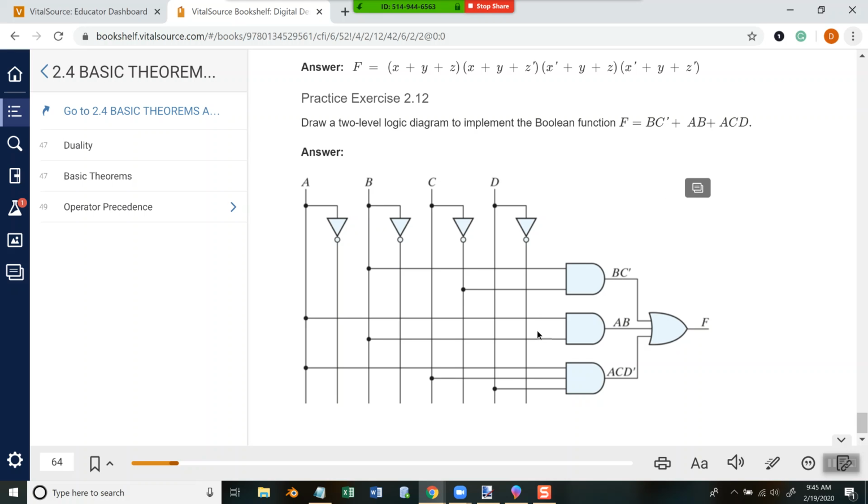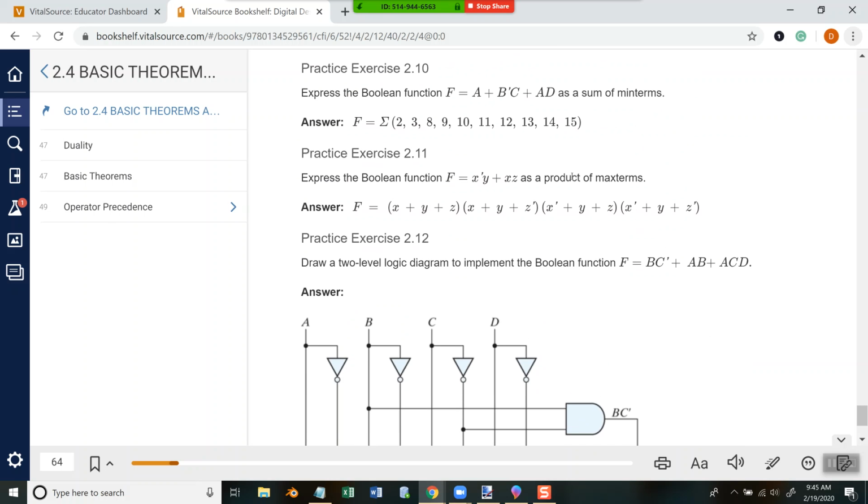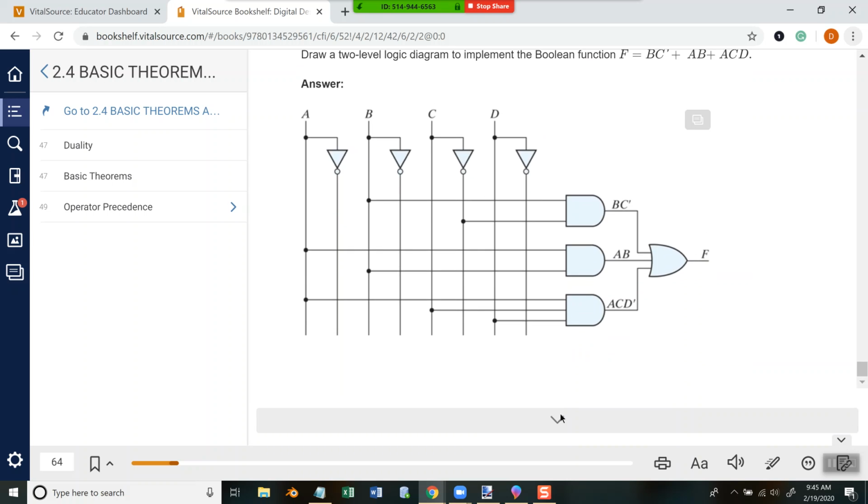So that's how you draw a two-level logic diagram. Now, to do that, you have to either put in sum of min terms or product of max terms. Doesn't matter which one. So actually, your answer could be the other one too if you rewrote it the other way. And that's the end of that section.